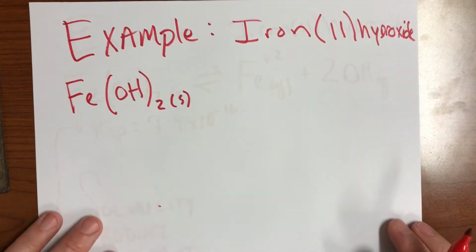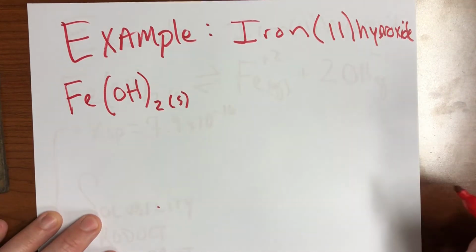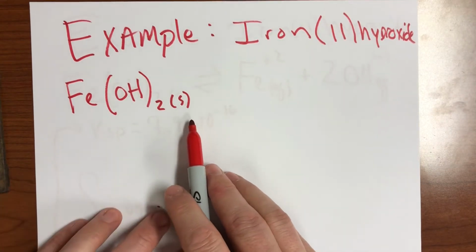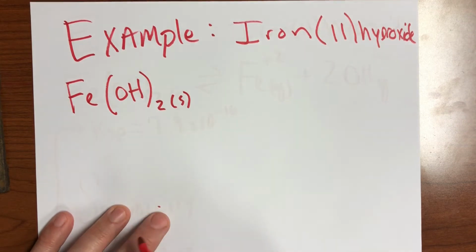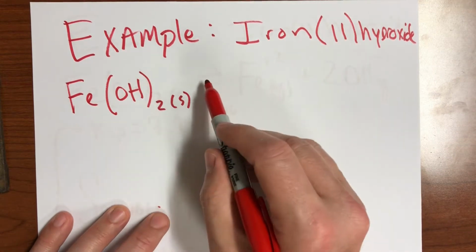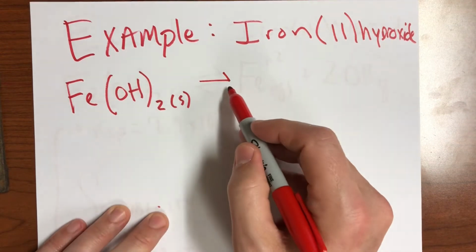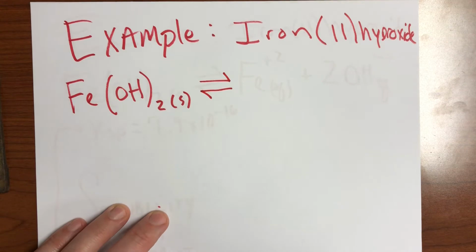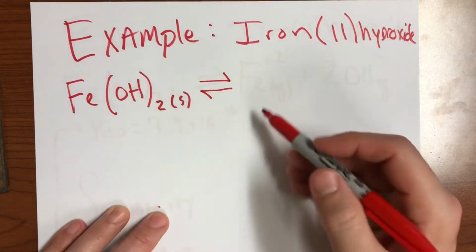So our example that we're going to use is iron 2 hydroxide, also known as ferrous hydroxide. So here we have the solid. We're going to start by writing a solubility reaction showing the dissociation of these ions in water. This doesn't happen very much, and what does happen often reprecipitates as a solid, so it is going to be an equilibrium situation. So we are going to dissolve into these ions.